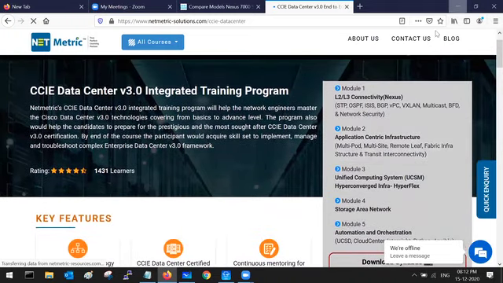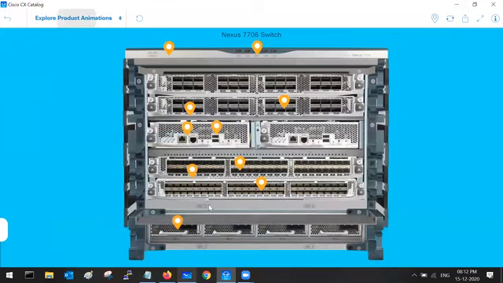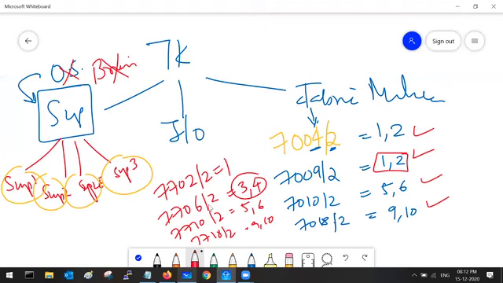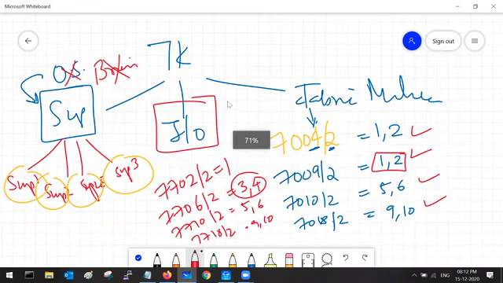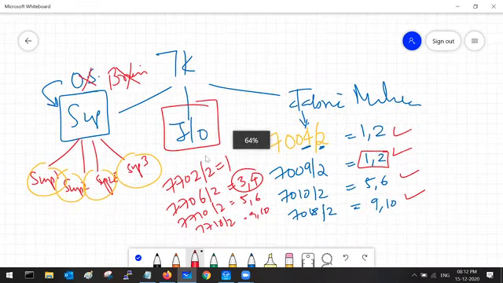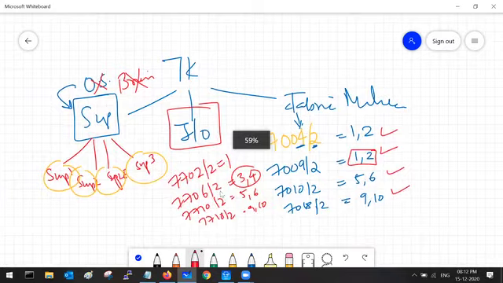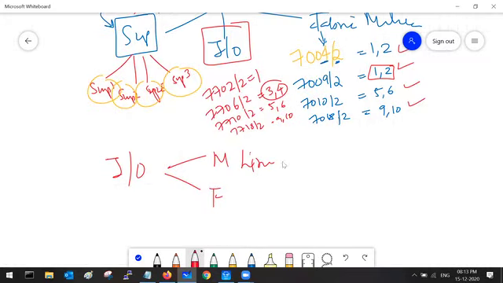All right, so coming back to the 7K, that's about the Supervisor Engine. The next module we have on Nexus 7K is the IO module, right? The second type of module we have on Nexus 7K switches is the IO module. IO modules are again categorized into 2 types, M line cards and F line cards. There are 2 categories of IO modules for the Nexus 7000 series of switches, M and F.